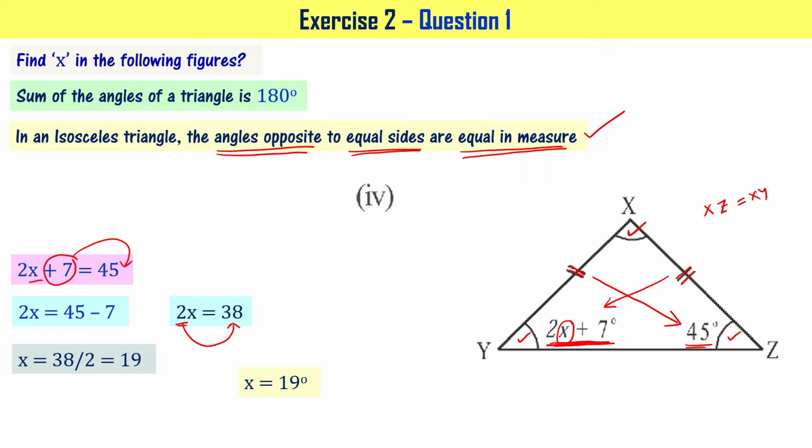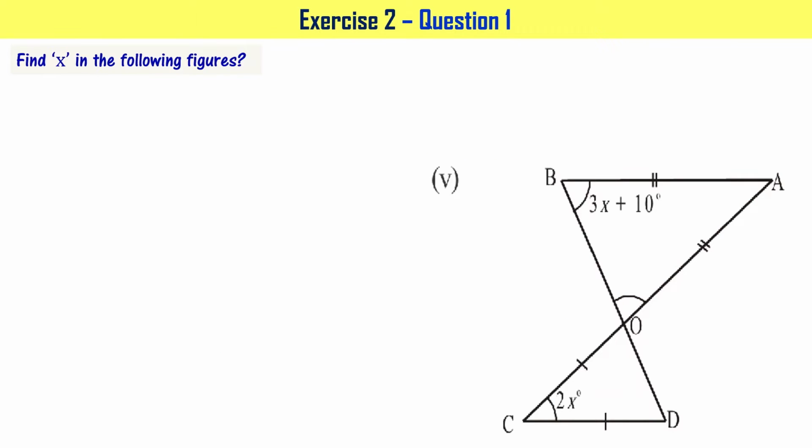Got it? Now let's look at the last part of the problem. Here, this is slightly different. We are given two triangles. One is triangle ABO and the other is triangle COD, right? Let me write it. Triangle AOB and triangle COD are given. Interestingly, these two triangles are isosceles triangles.